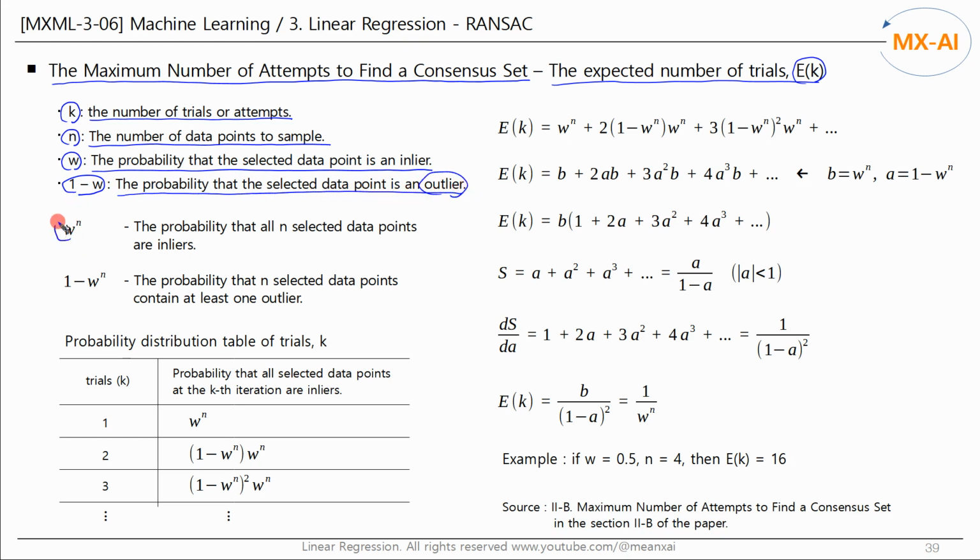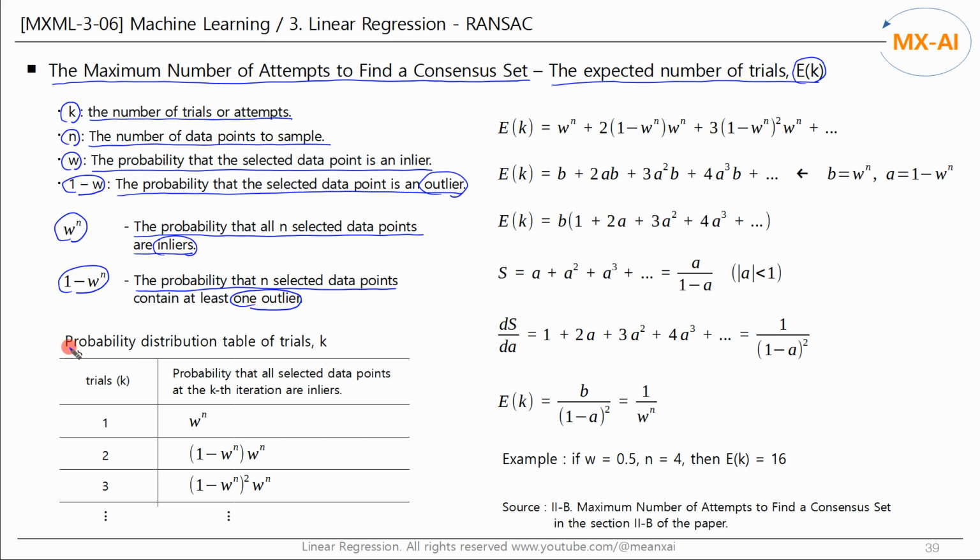W to the power of N is the probability that all N selected data points are inliers. Conversely, 1 minus W to the power of N is the probability that N selected data points contain at least one outlier.